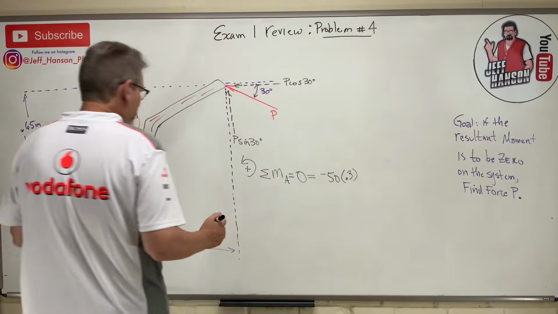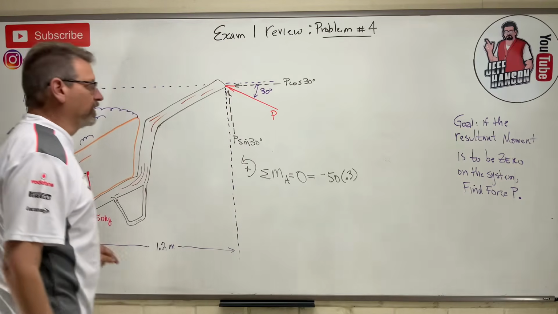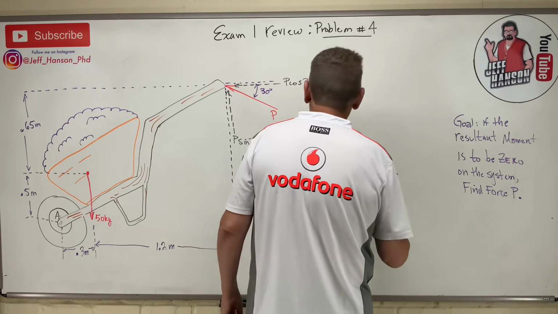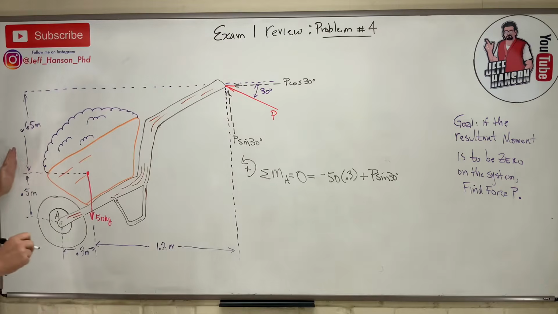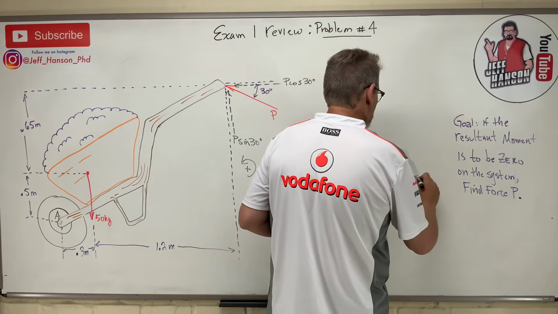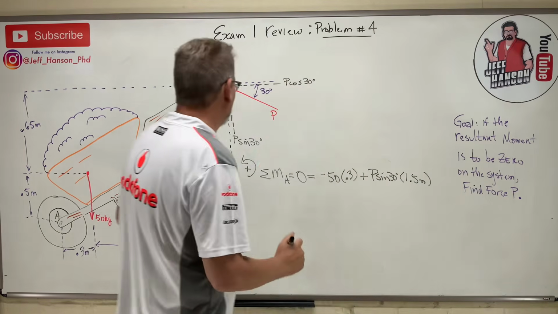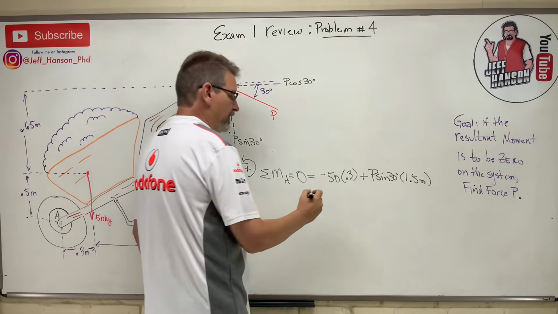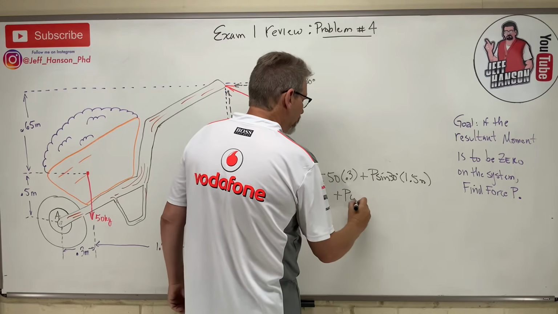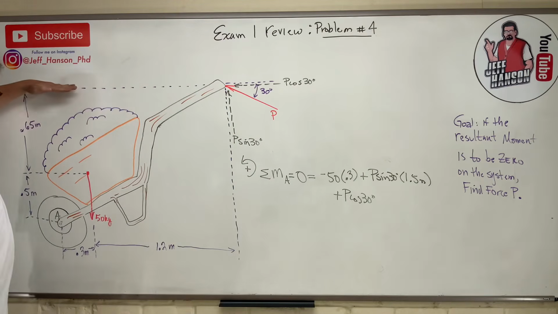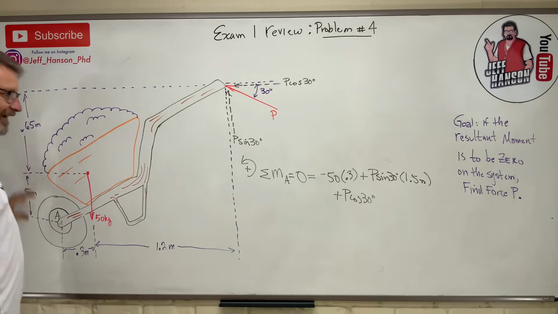Next, let's do the guy from the 60s, the P sine 30. I put my finger at point A. This guy is going to make me rotate counterclockwise. So plus P sine 30 times how far away? It's 1.5 meters. And the last one is this guy. Put my finger at point A. This guy also makes me rotate counterclockwise, so plus P cos 30 times how far away? This guy is in the x direction, so the distance has to be in the y direction. So it's, what is that, 1.15 meters?